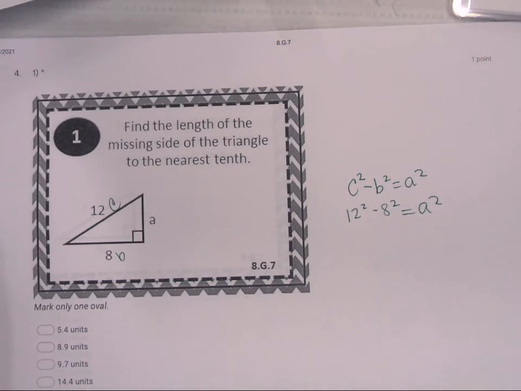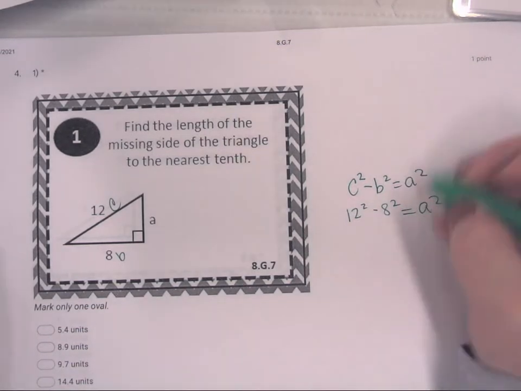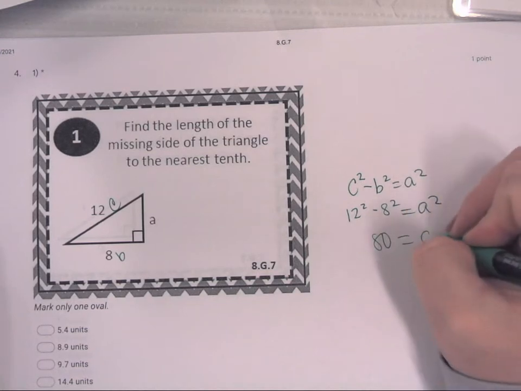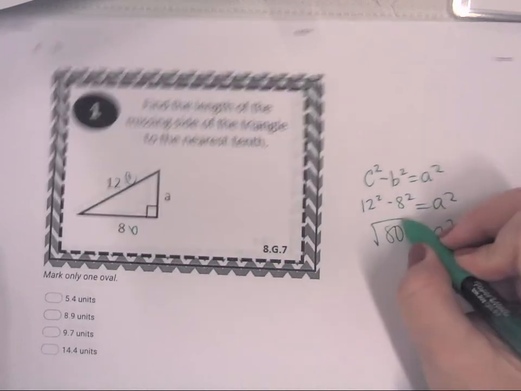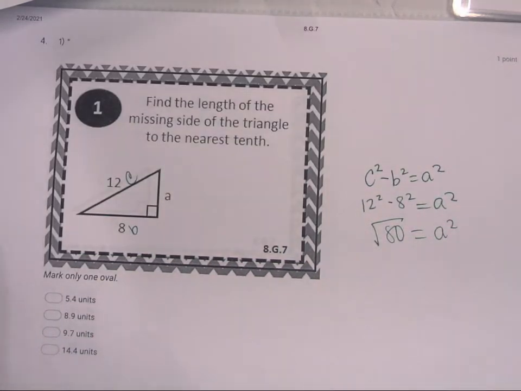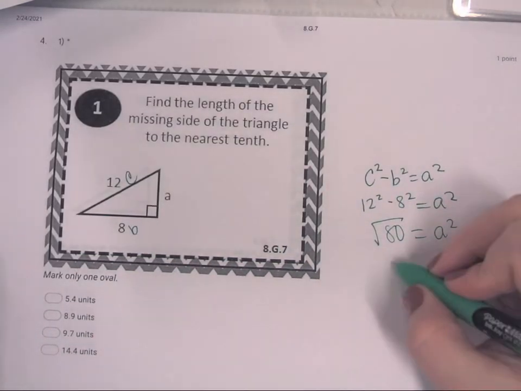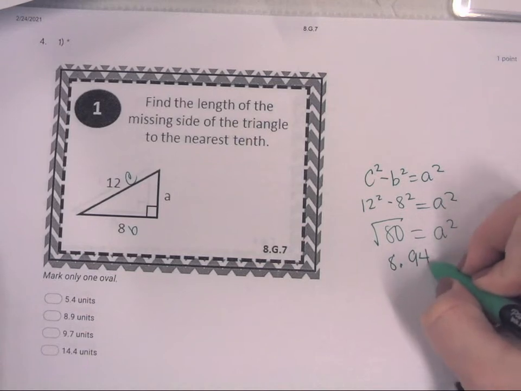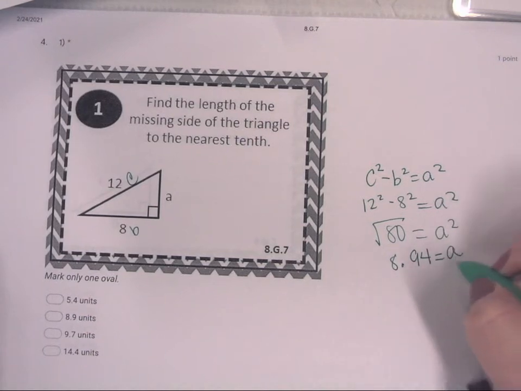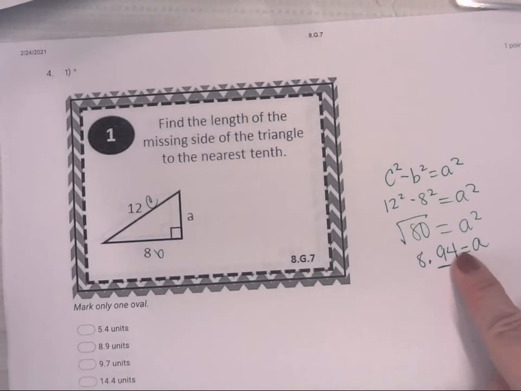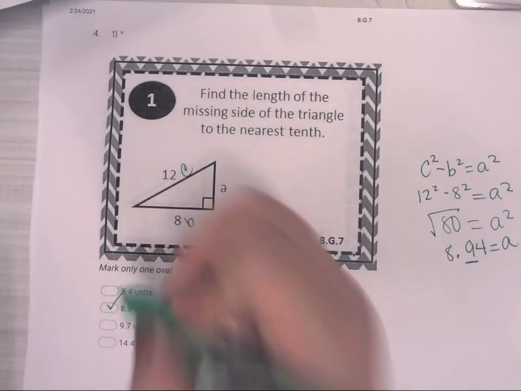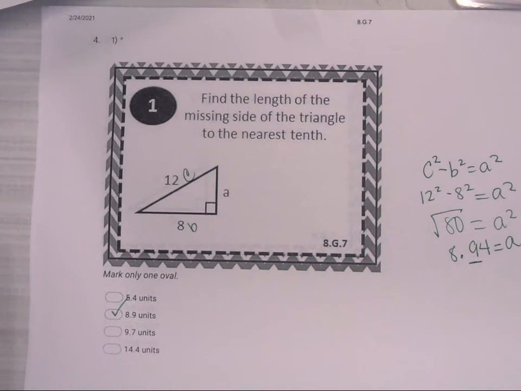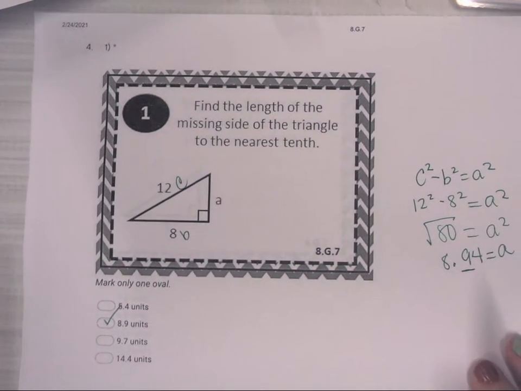12 squared minus 8 squared is 80. It's equal to A squared. So I'll do the square root of 80. And you get 8.94 is equal to A. We want it to the nearest tenth. Remember, it's 5 or 4 or less, so we're going to let it rest. 8.9. Okay.